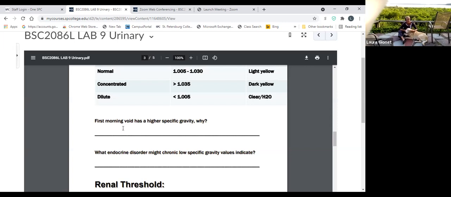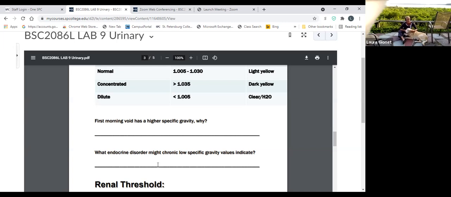All right, so the first morning void has a higher specific gravity. Why? Well, because, as I just said before, and it talks about it in the notes, when you're sleeping, you're not taking in any more fluids, and you're going to reabsorb water, but the same amount of solute that's filtered out is going to be passed down into the bladder, and so it's going to be more concentrated and therefore have a higher specific gravity, much heavier and denser material than plain water.